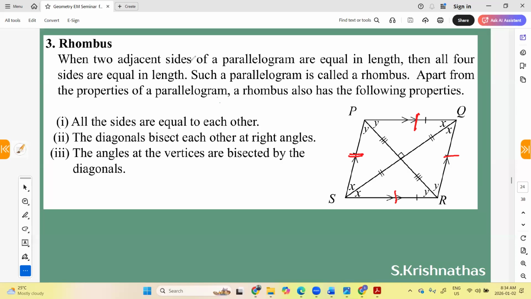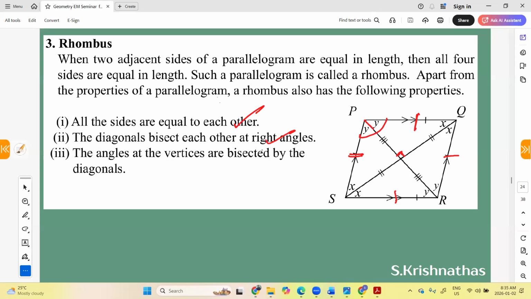Now, when two adjacent sides of a parallelogram are equal, what are the special conditions, the special properties of a rhombus? All sides are equal. The diagonals bisect each other at right angles. The angles are bisected by the diagonals. Here, all the sides are equal. The diagonals bisect each other at right angles.